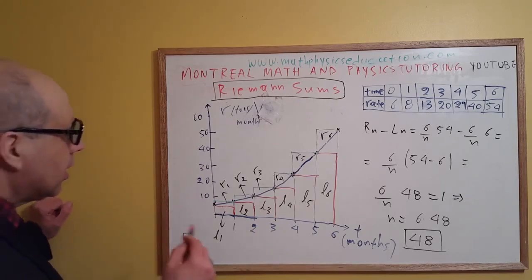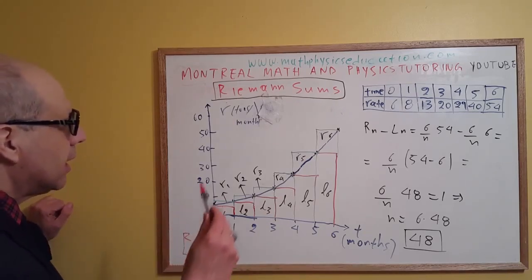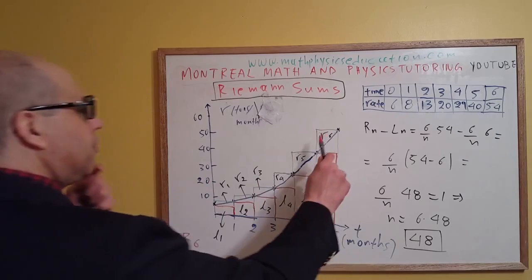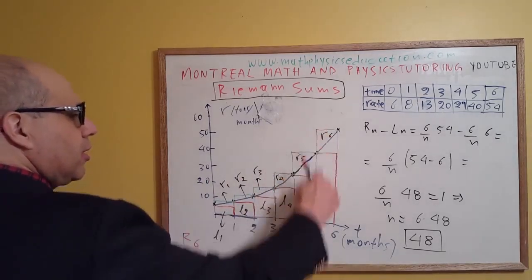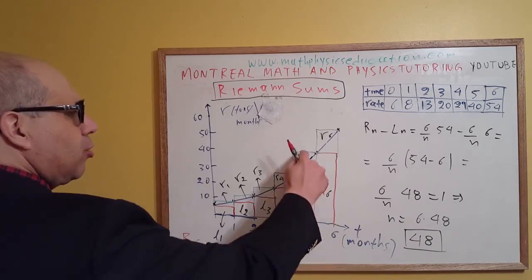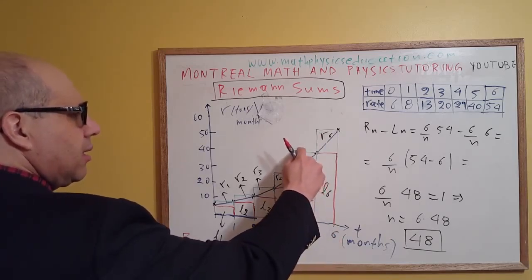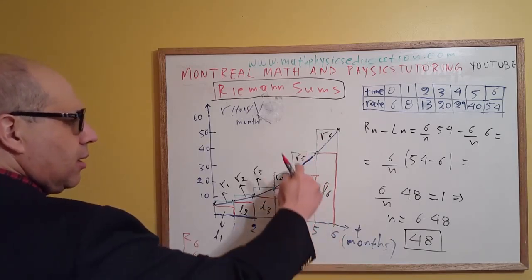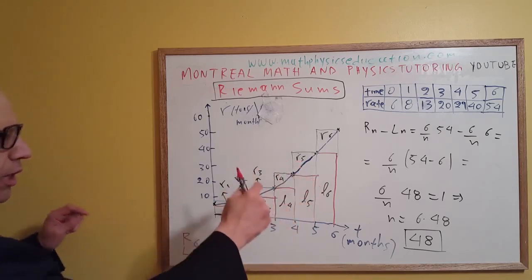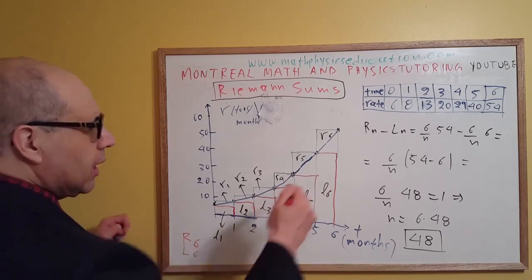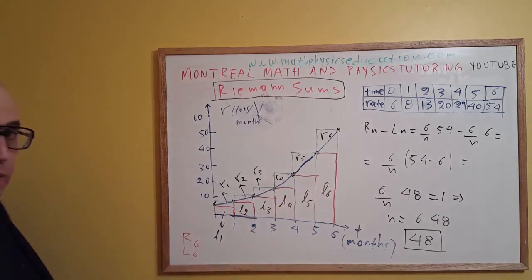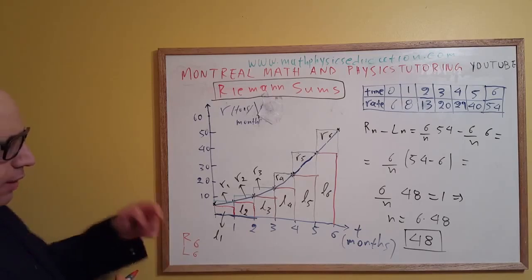If you start from R6, you have this big rectangle, and then you have this R5 rectangle. But you see that this R5 is actually equal to the L6 of the left-hand point.